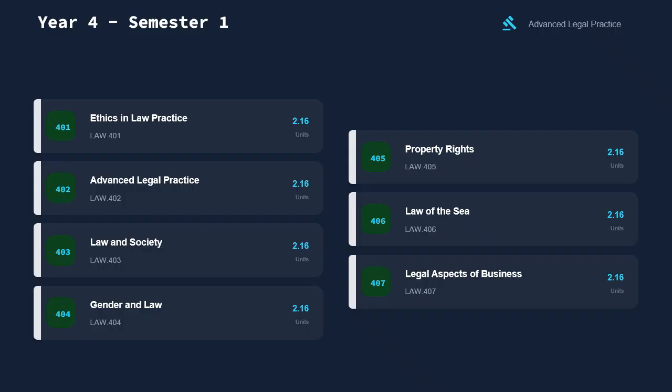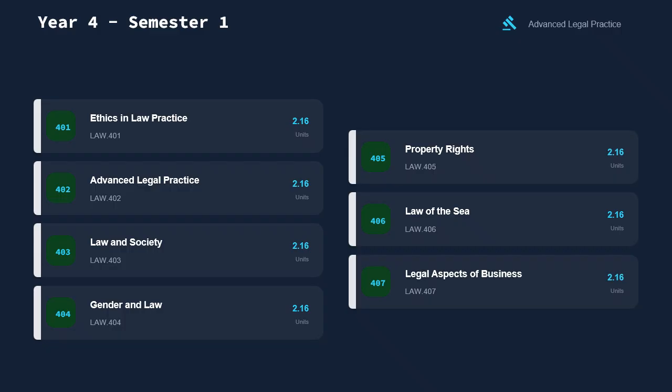4.4 Assessment methods: transaction simulations, compliance audits, and strategic plans. Assessments include transaction simulations, where students draft and negotiate merger agreements. Compliance audits evaluate business practices against regulatory requirements. Strategic plans develop business strategies incorporating legal considerations.